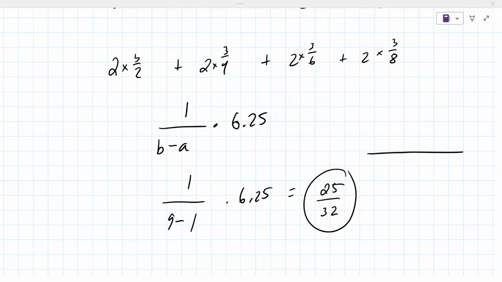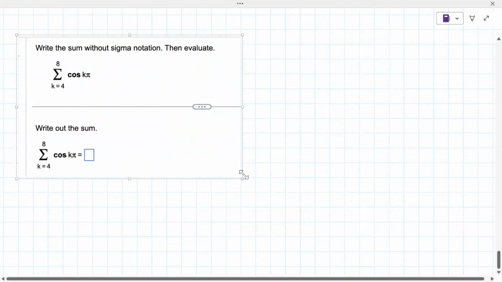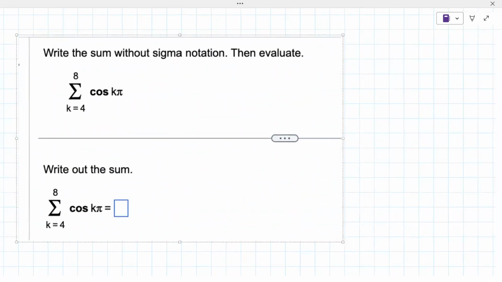Okay. So next problem here, number 5. We're moving into new stuff here. This is different than what we've been doing. Okay. So it says write out the sum. So what that means, and we're gonna get to this, but this Greek letter sigma means to add. You're starting at k equals 4 and you go until 8, and you put it in this thing each time.